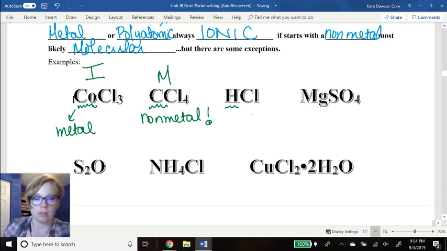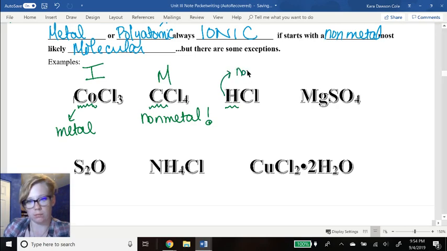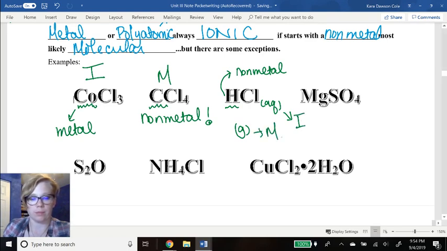Again, we've talked about this already, but this would be considered a nonmetal. But it depends on if it's got aq or if it's got gas. Aq would be considered an ionic compound, and a gas would be considered a molecular compound. It depends on what state of matter this one is in, because this would be considered an acid if it's aqueous, and hydrogen chloride if it's a gas.